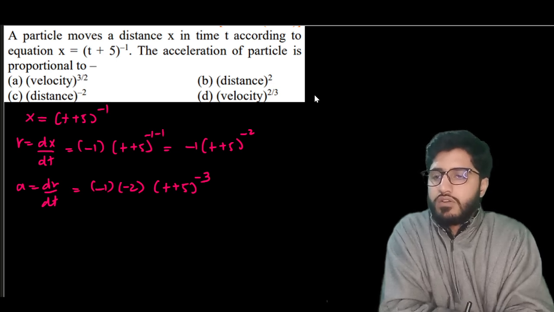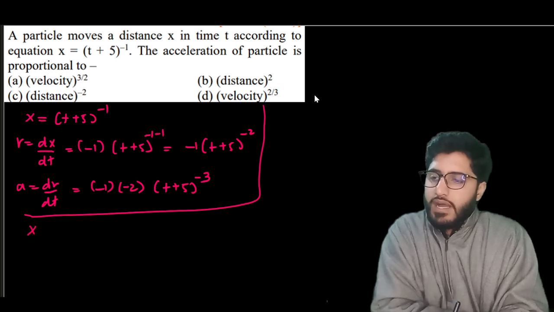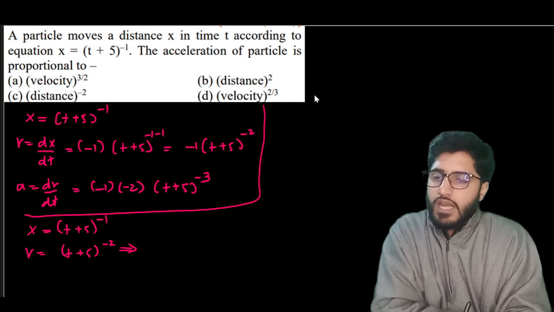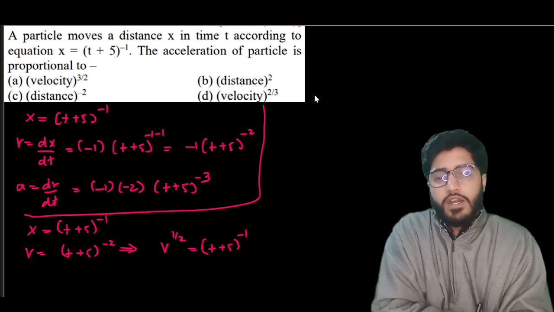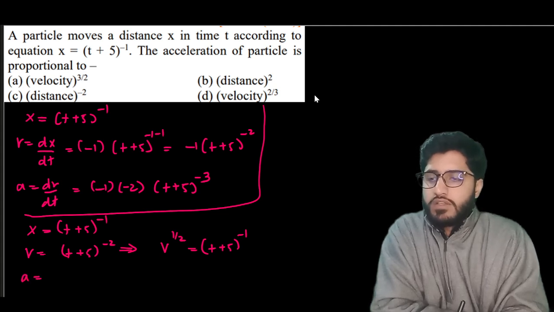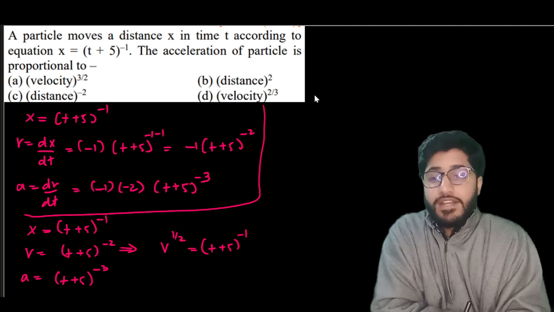Look now, what I can write: my x is (t plus 5) to the power -1. Velocity is (t plus 5) to the power -2. I can also write it, taking the 2 to the left side, as v to the power 1 by 2 equals (t plus 5) to the power -1. Done? What is acceleration now? Sorry, it is (t plus 5) to the power -3. Clear?